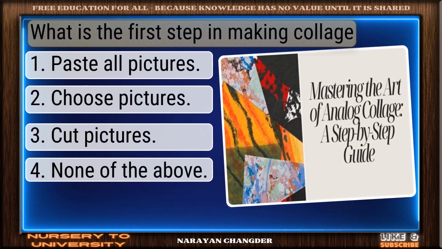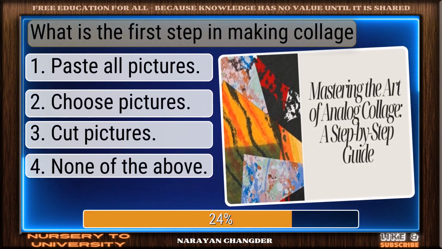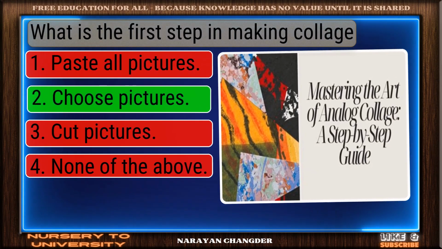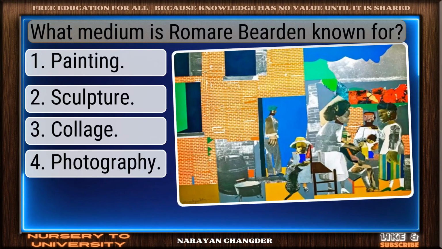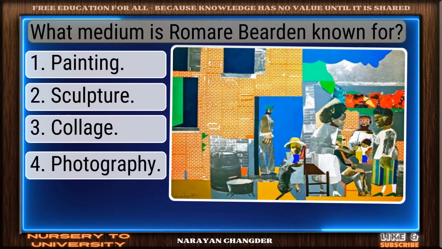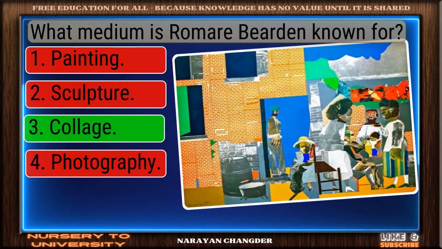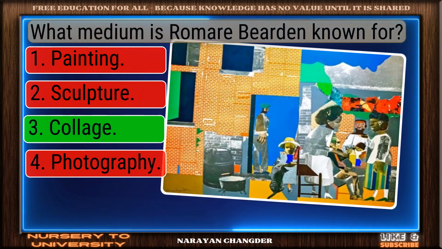What is the first step in making a collage? Good job. Your answer, choose pictures, works well here. What medium is Romare Bearden known for? Bravo. Collage is the answer.